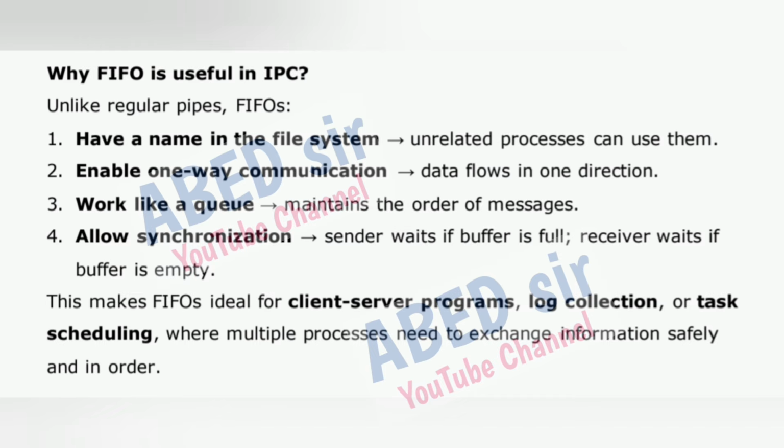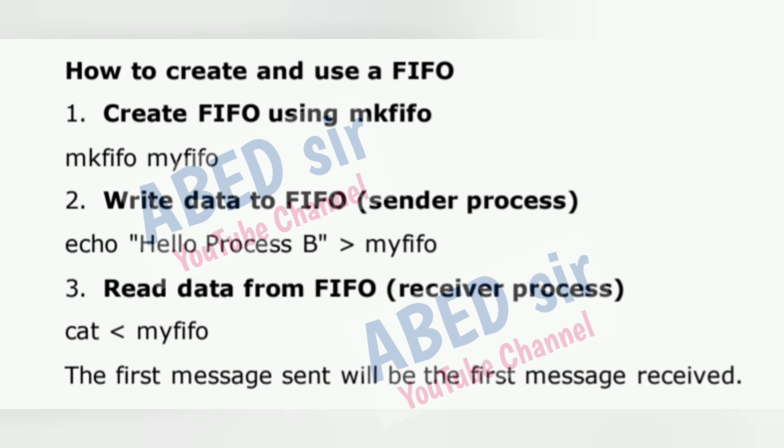and in order. How to create and use a FIFO? 1. Create FIFO using mkfifo: mkfifo myfifo. 2. Write data to FIFO, sender process: echo hello process B > myfifo. 3. Read data from FIFO, receiver process: cat myfifo. The first message sent will be the first message received.